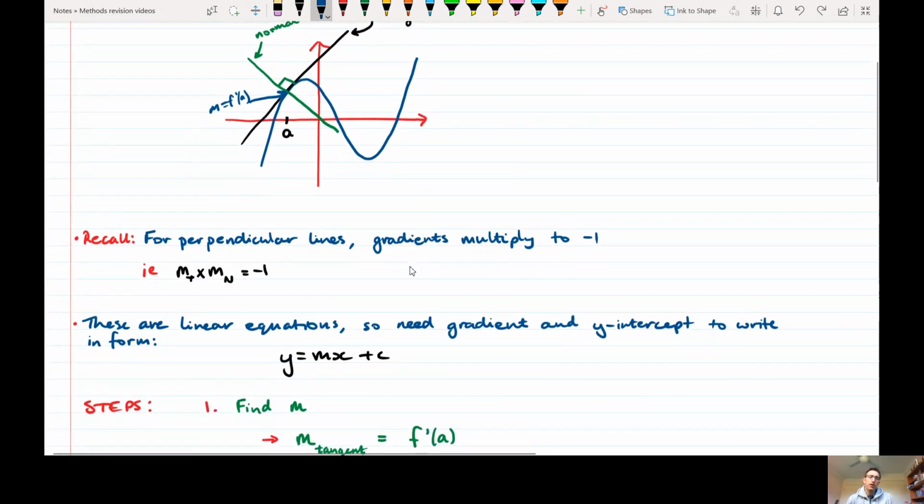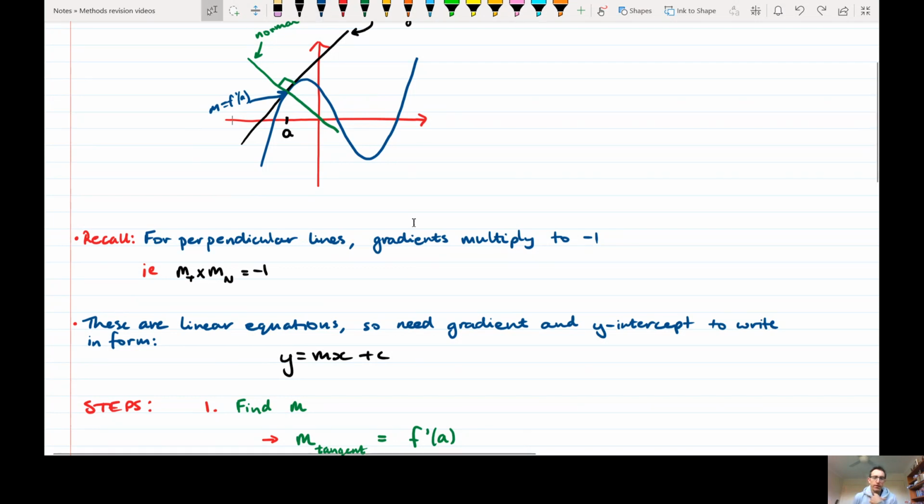Now when you're at perpendicular lines, remember two perpendicular lines with their gradients, they multiply to -1. So in our case here, that means the gradient of the tangent multiplied by the gradient of the normal will give you -1. So if you know one of them, you therefore know the other one, which is handy when you're often asked to find one or the other, or sometimes both.